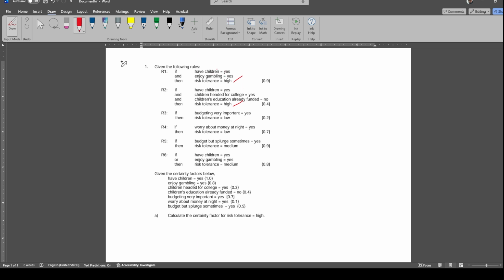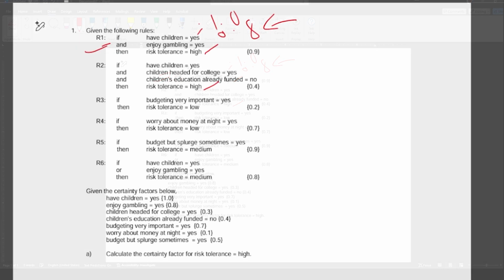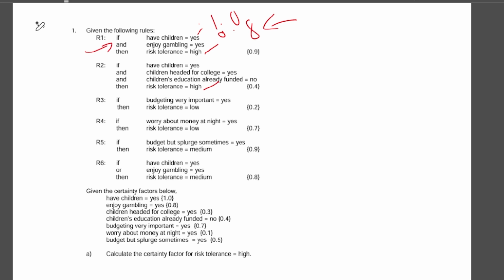Secondly, you have to look into the certainty factor for have children, yes. Here you can see that have children is 1.0 and enjoy gambling is 0.8. For this, you will select 0.8 because we have an n over here. When there is an n, you should select the lowest value, which is 0.8.